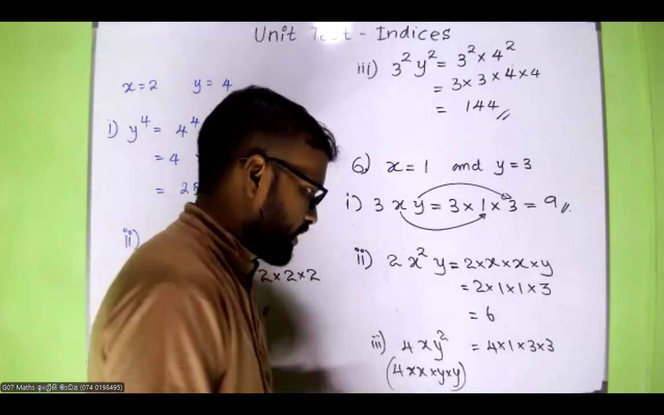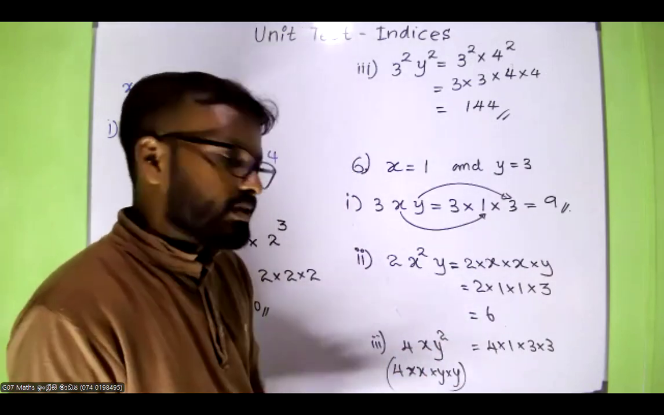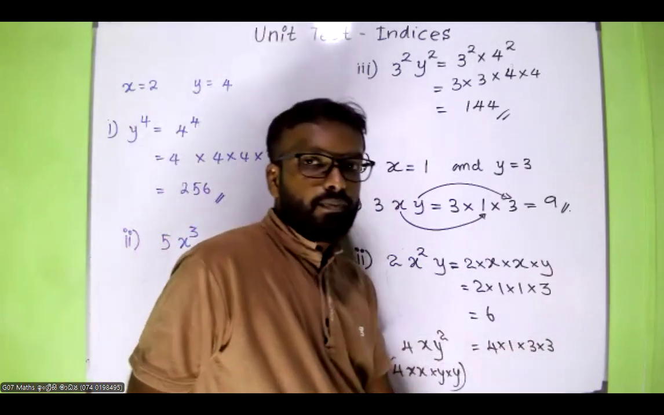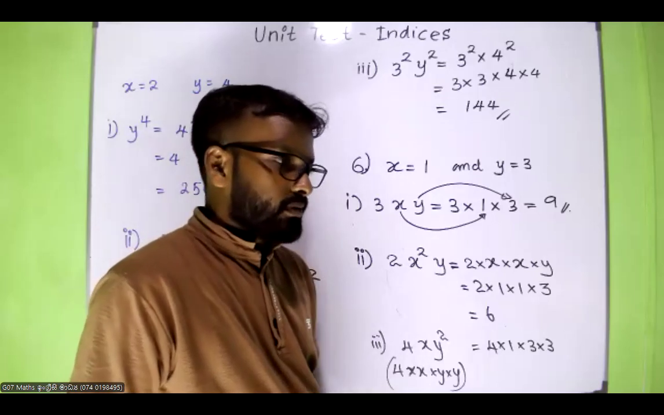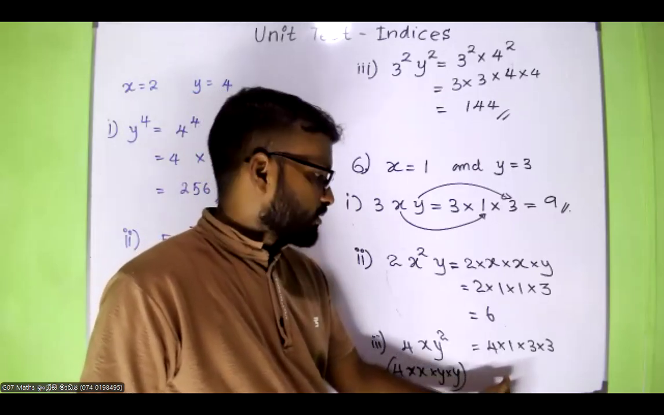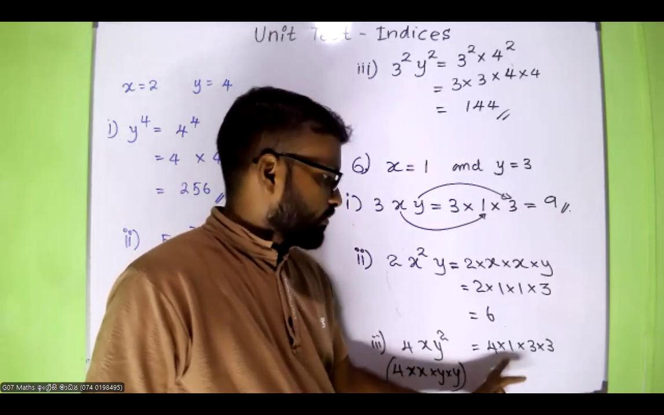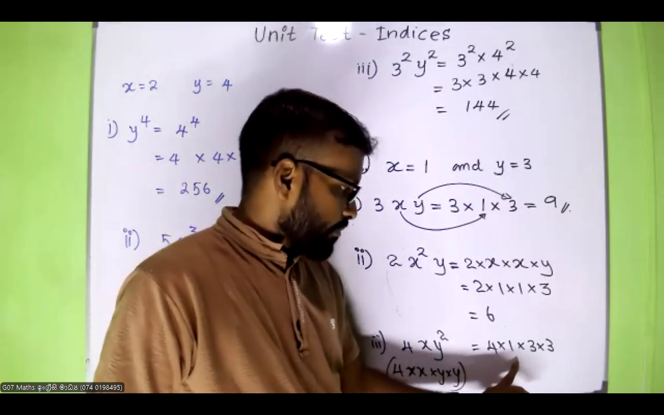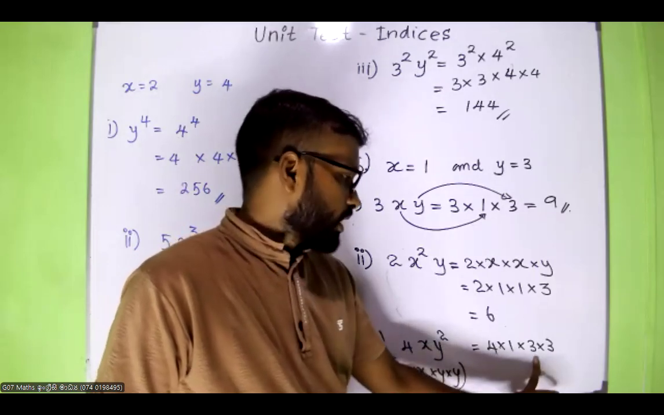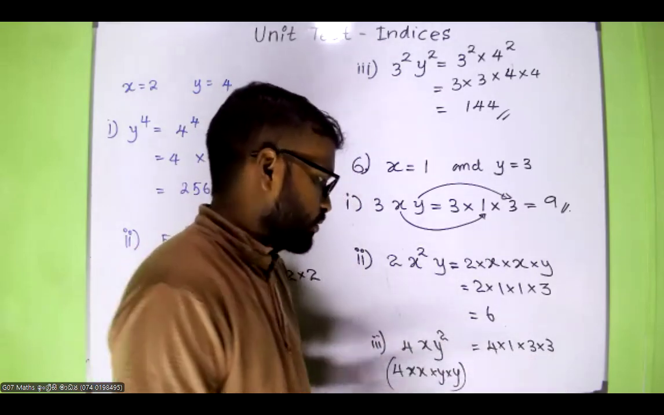Super. So guys, Chenuga, shall we simplify this? I will help you. 4 times 1, 4. 4 times 3, 12. Okay. 12 times 3, 36. Super.